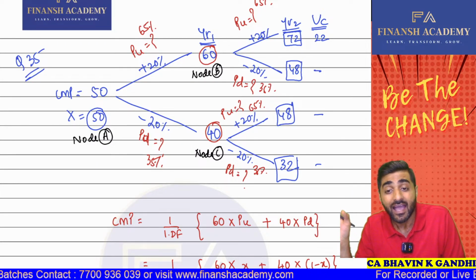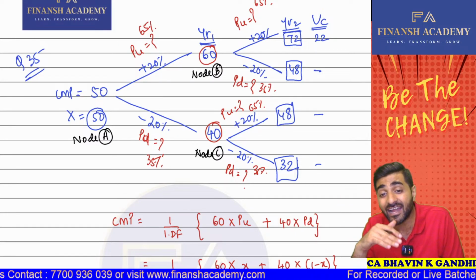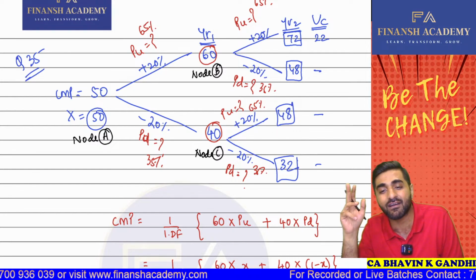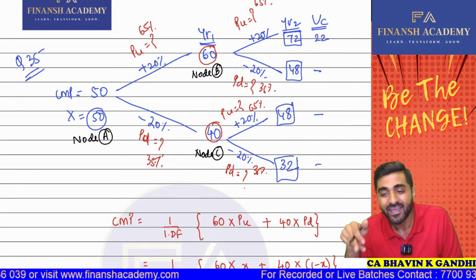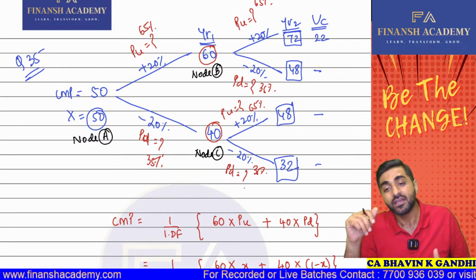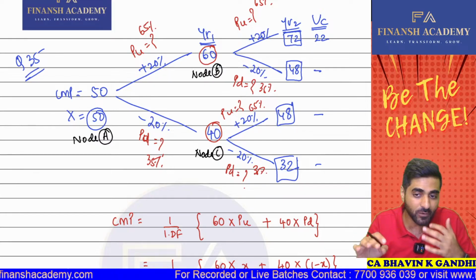Then the answer is no. I have the value of the call available at the end of year 2. That is, for node B and node C, I have the value of the call available. But for node A, I don't have the future value available where I can discount it and bring it to the present. So in this particular situation, what do you need to do?